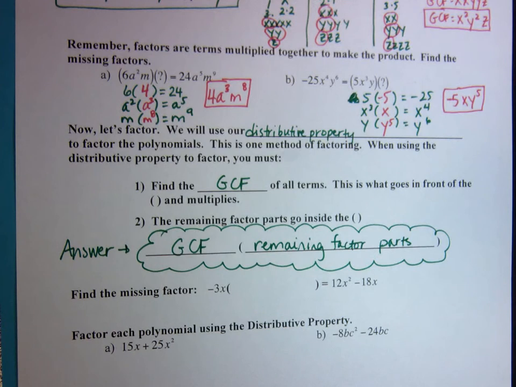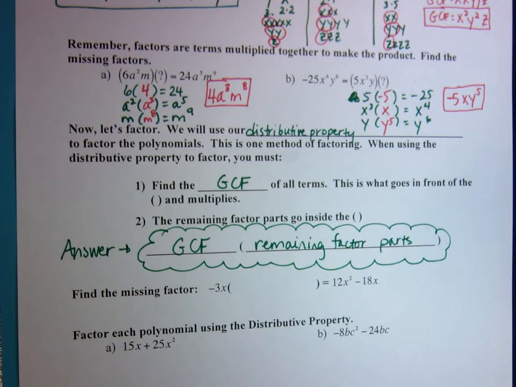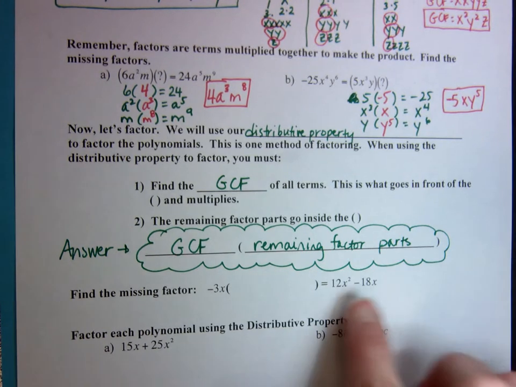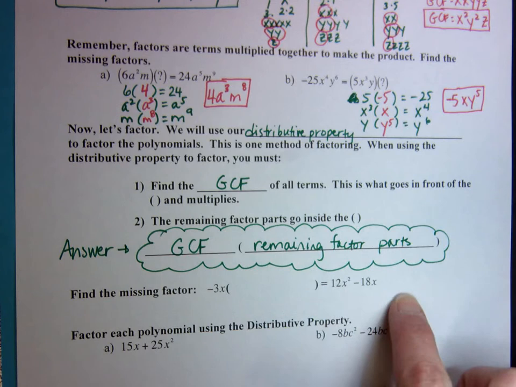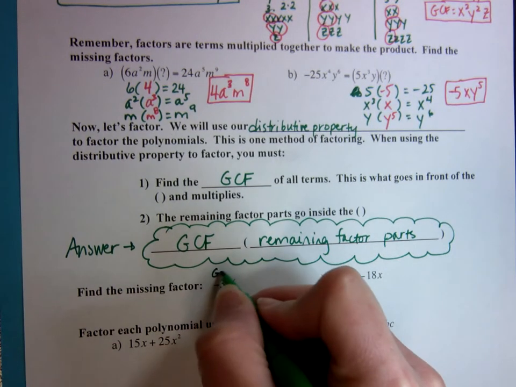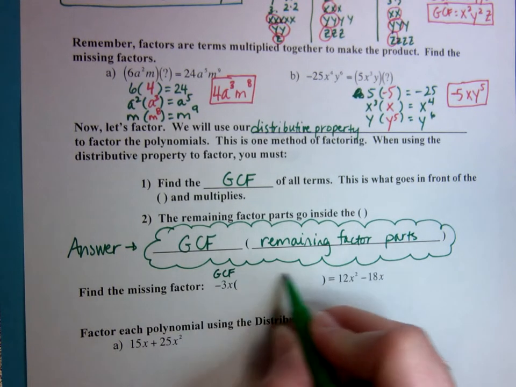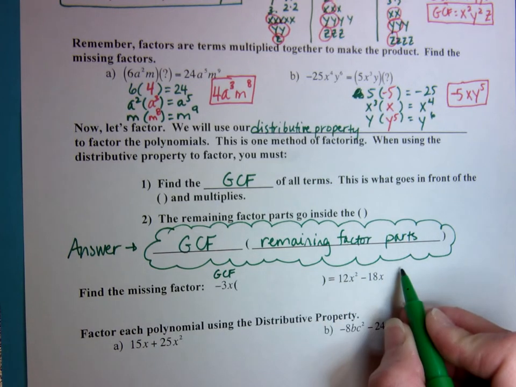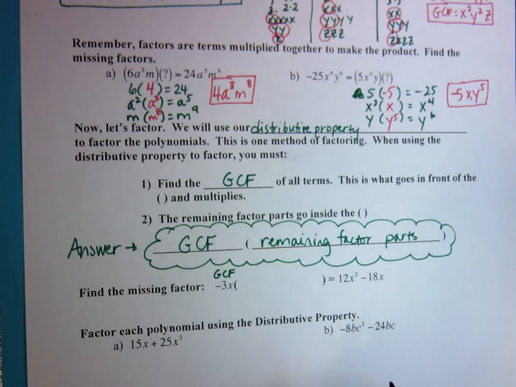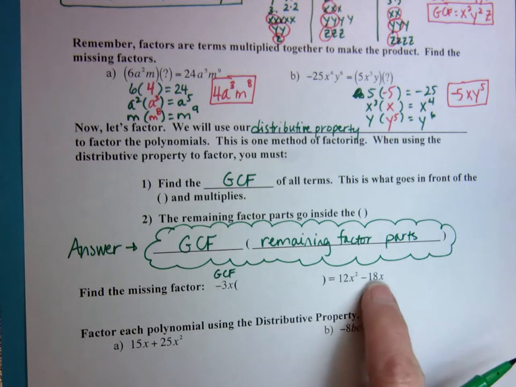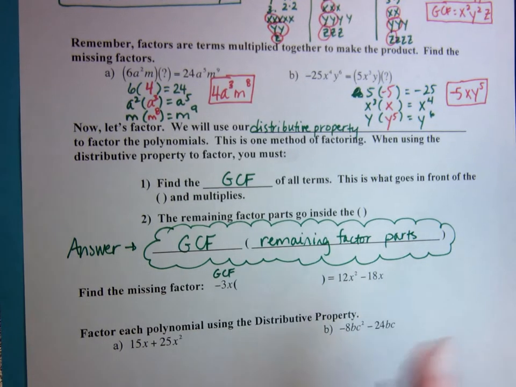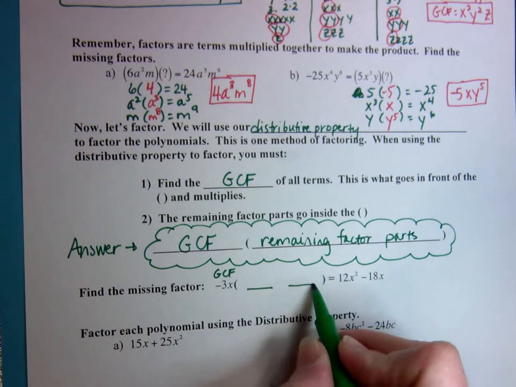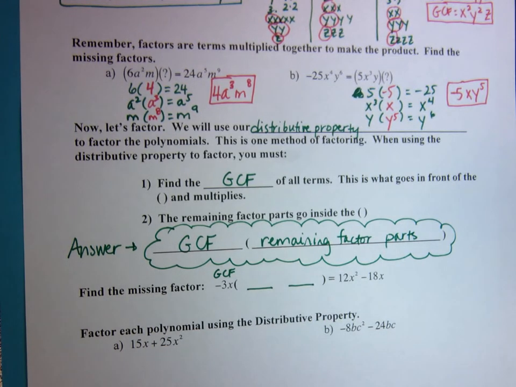Then it says find the missing factor. So let's see what we have. This is different from what we did at the top, because at the top we just had monomials. Right now we have a binomial that we're trying to get to. So this is our greatest common factor. This is our remaining factor parts right here, and this is our final answer. So we're going to use the distributive property to help us. Now, how many terms is our answer? 2. That means there should be 2 terms inside the parentheses.